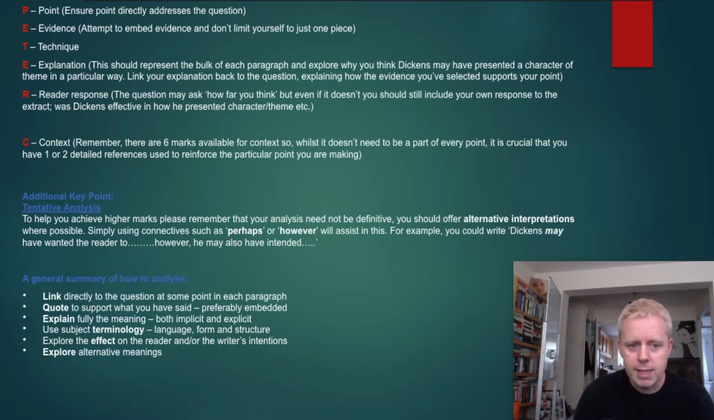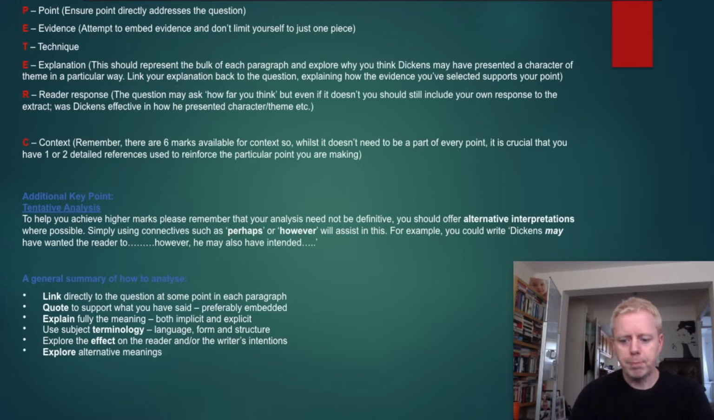Tentative analysis, perhaps, could, simple connectives like these show we don't know definitively what Dickens was intending, but we can offer inferences or suggestions. And there's a little general summary of how to analyse. Link directly to the question, quote to support what you've said, explain fully the meaning, use subject terminology, explain the effect on the reader and or the writer's intentions, and explore alternative meanings.